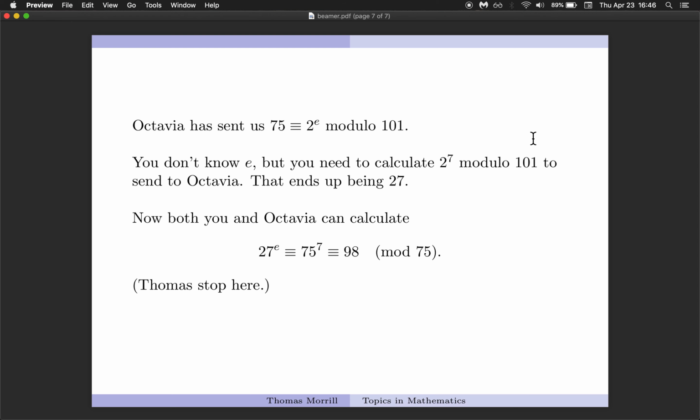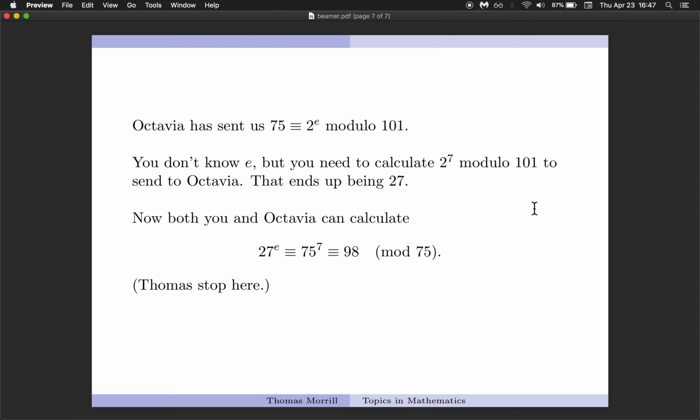And let's see now. Yes, so I've got 27 as that. So 2 to the power 7 is 128. Mod out by 101, we get 27. This is the number that we share to Octavia that does not give away our secret exponent. So that's part 1 of the question right there. This is the number we calculate.